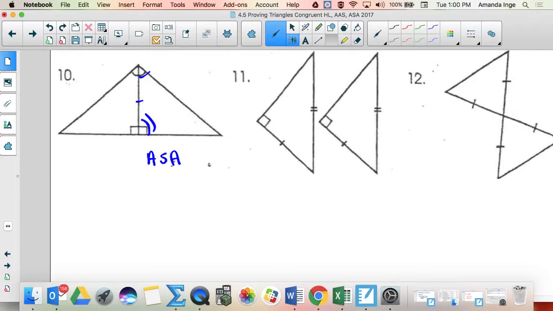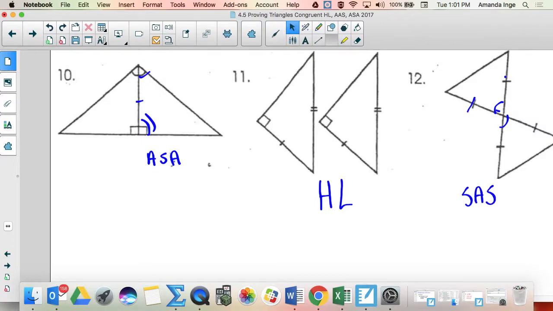Number 11, do you have a right triangle? You have the hypotenuse? Yes. Do you have a leg? Yes. This is a hypotenuse leg. Number 12, you got vertical angles that are congruent, and you have a side, an angle, and a side. So side, angle, side again. Any questions about those?